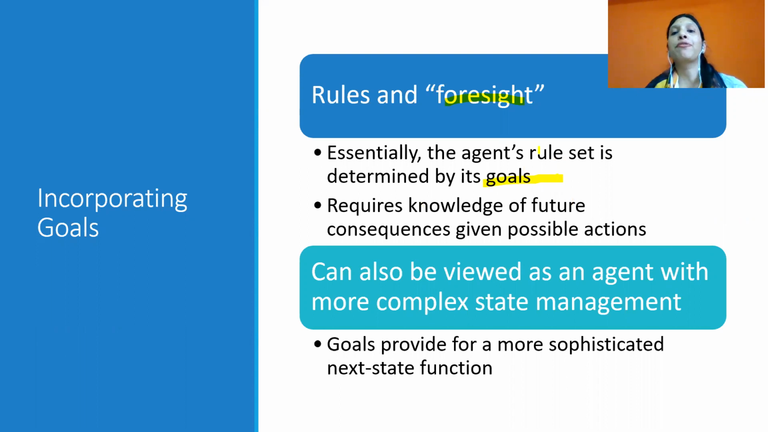The agent will itself define the rules, but it requires the knowledge of future consequences given possible actions. So the agent should be intelligent enough to see that if I take that action, what would be the outcome? Whether I'll be close to my goal or it will take me far from my goal. Any agent can do this only if it has that foresight, that intelligence to decide whether my action will bring me closer to the goal or move me away from it. Okay? So it can also be viewed as an agent with more complex state management.